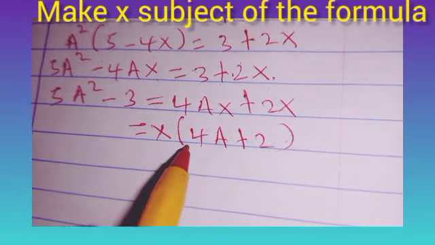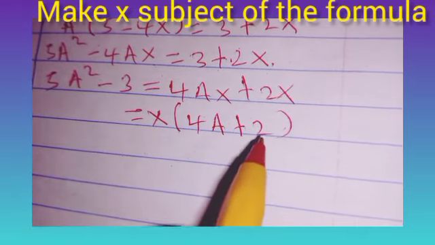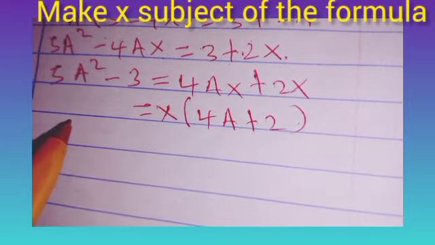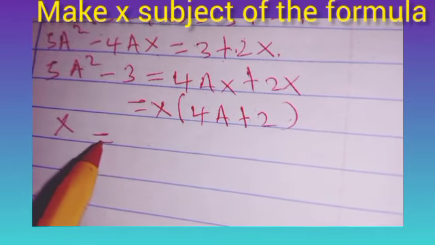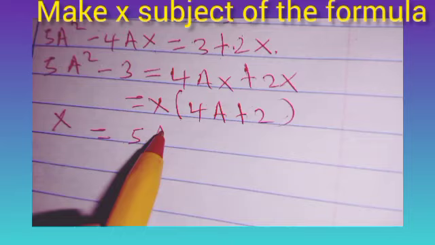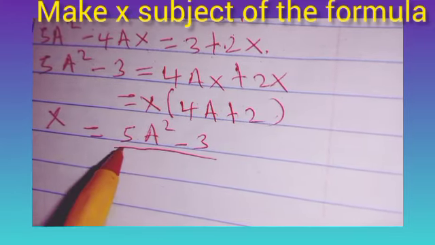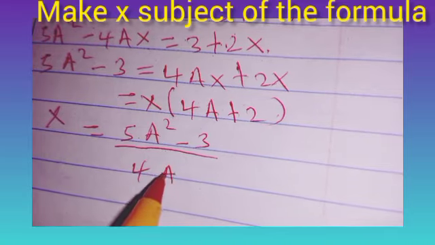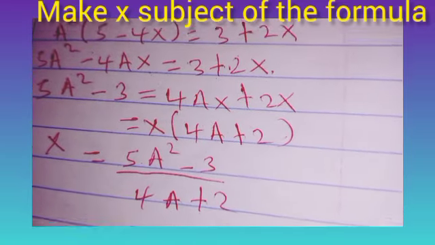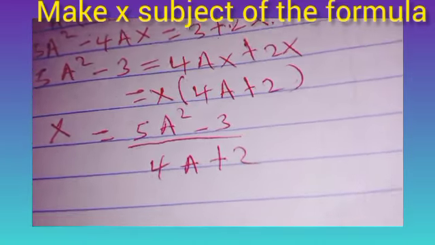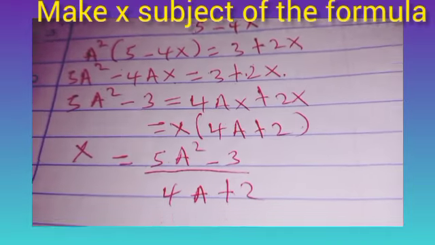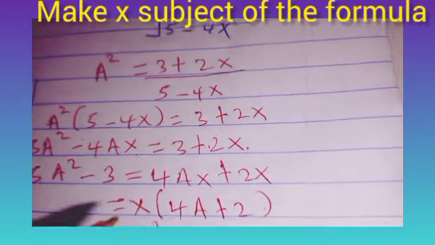Then we divide both sides by 4a plus 2. So when we do that, we will have x is equal to 5a squared minus 3 divided by 4a plus 2.